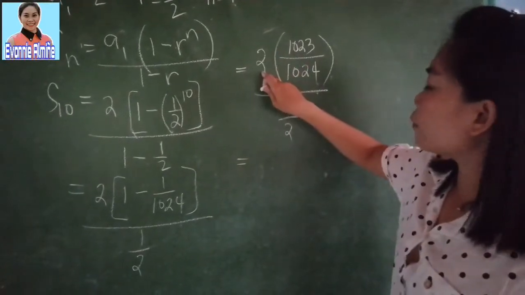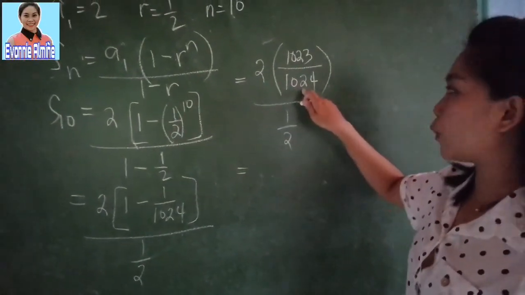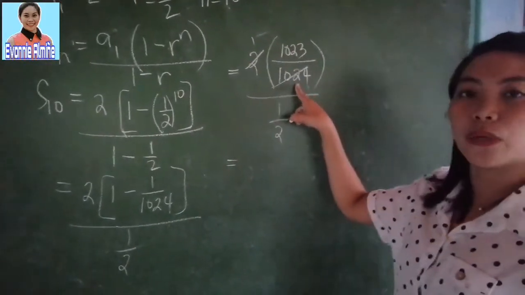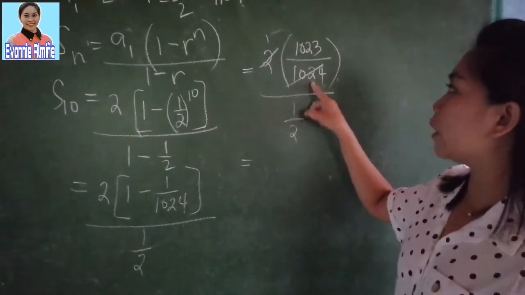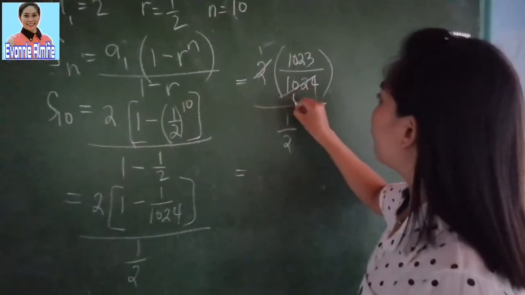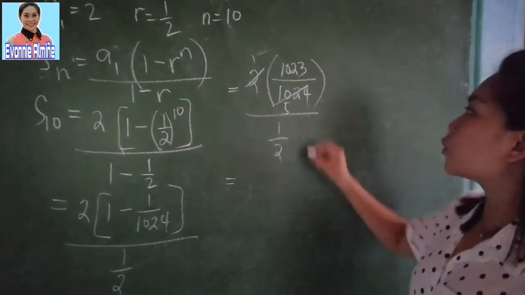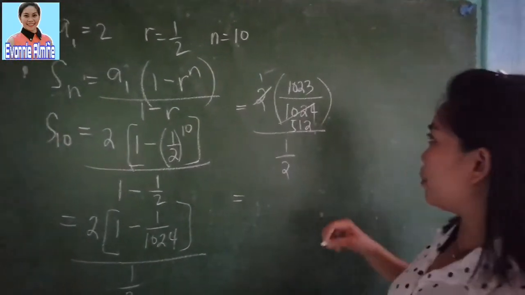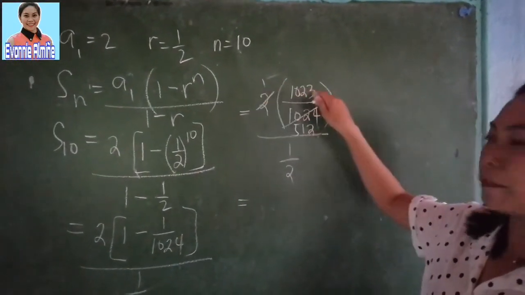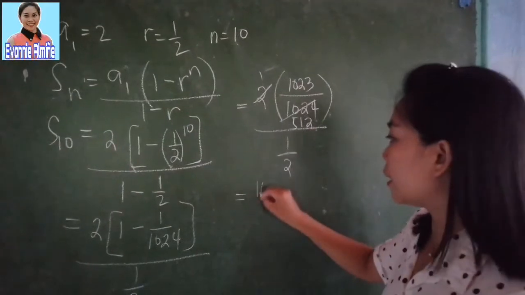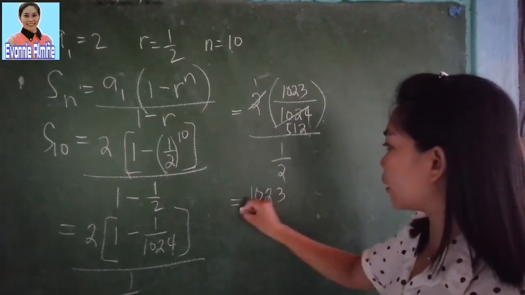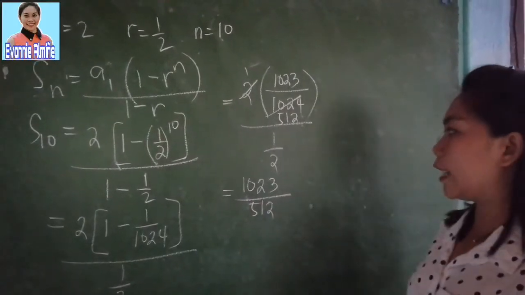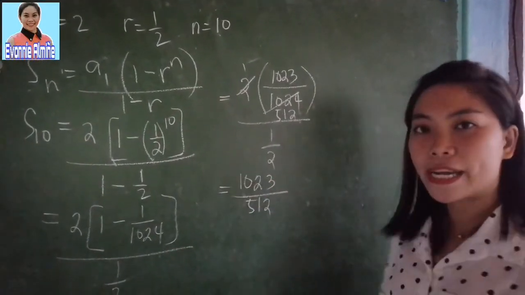So, we have the common factor of 2 and 1,024, right? So, pwede po natin yung ma-divide. So, this becomes 1. 1,024 divided by 2, you have 512. Pasensya na po, nabubulol na ako. So, 1 multiplied by 1,023, that is equal to 1,023. Then, 512. Okay. Divide by 1/2.